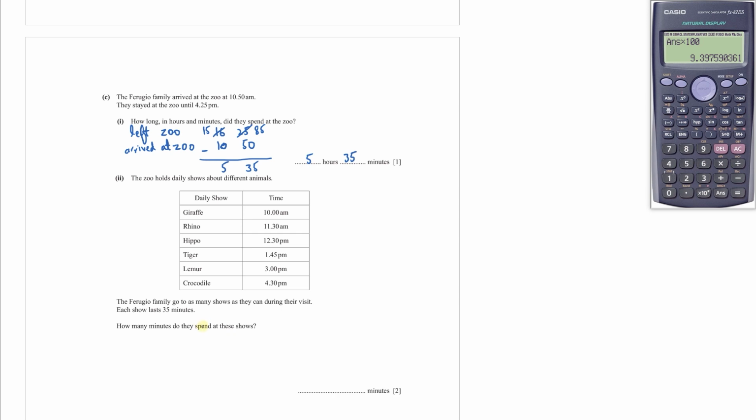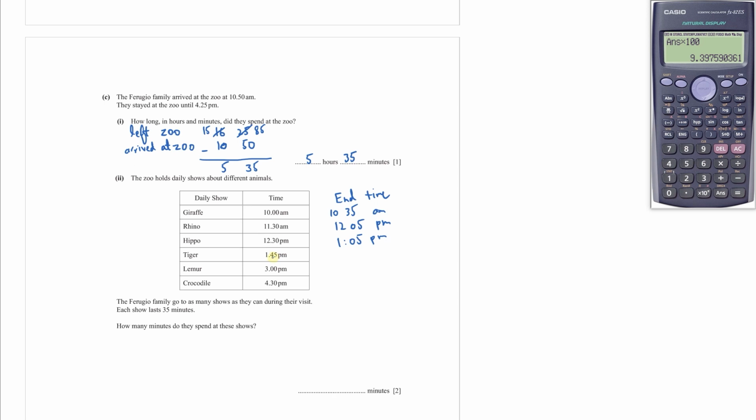First we need to find how many shows they went to. So the starting time is this. Let me draw another column with end times for all the shows. Each show is 35 minutes, so this will end at 10:35 a.m. The 11:30 start time will end at 12:05 p.m. This will end at 1:05 p.m.